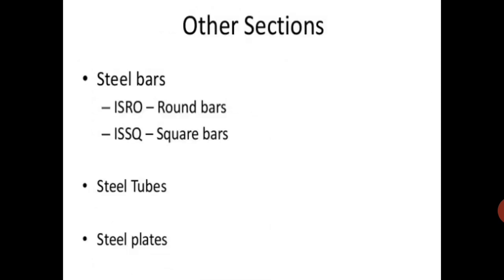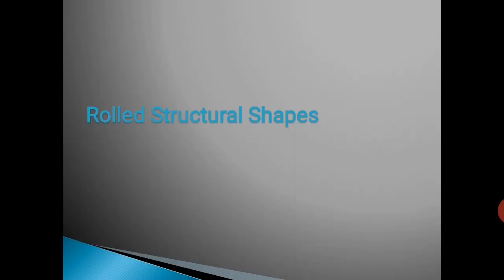Other sections, steel bars. There are 2 types of steel bars. First is the ISRO. ISRO means rolled steel round bars. ISSQ means square bars, and this is followed by the side width of the bar section. And steel tubes, steel plates. So next point is the rolled structural shapes.